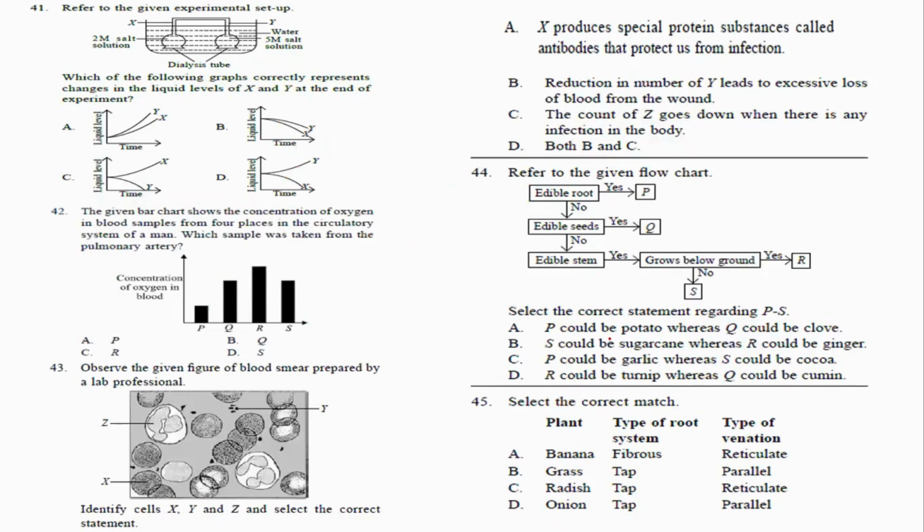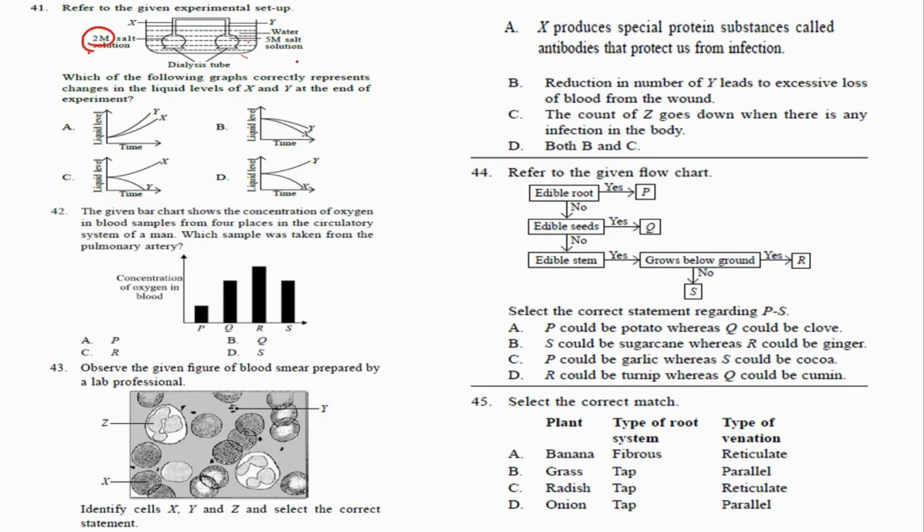Coming to the 41st question. So here we can see this is an experimental setup, and this is water. This column is for Y and this column is for X. Inside this dialysis tube, we have 2 molar salt solution, and in the water, we have 5 molar salt solution. So we have to find out which graph indicates the level of X and Y at the end of the experiment, right?